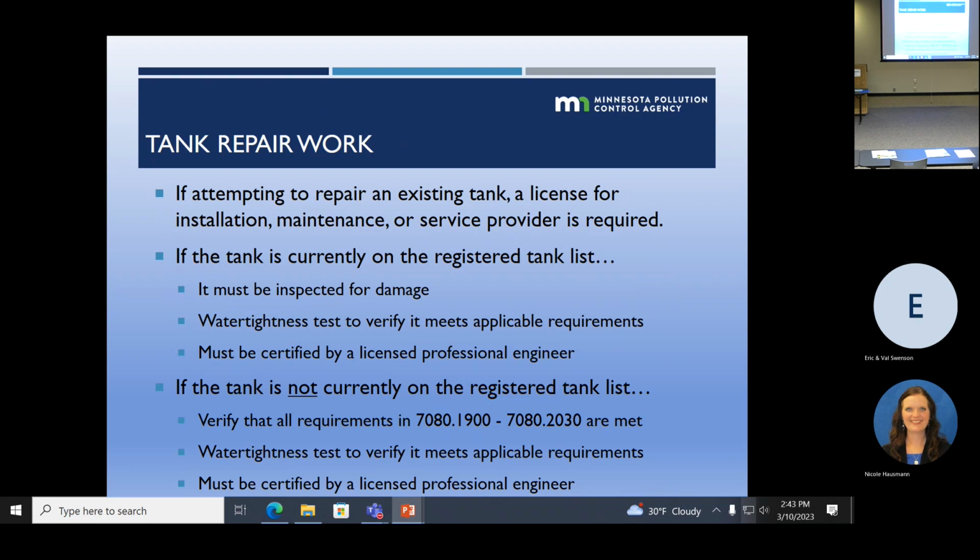Now, the next piece is, well, what if it's not on the registered list? Well, that first point there says, verify all requirements of 1900 to 2030 are met. That's kind of saying, could it be registered if you had to? Is it following the requirements of a modern tank? The next piece is the water tightness test, and then finally the engineer again. And you might be thinking, why wouldn't I just install a new tank? And I would probably agree with you. But the point of this slide is to just give you the information to understand that if you wanted to fix a tank, here's what you would be told the answer is.